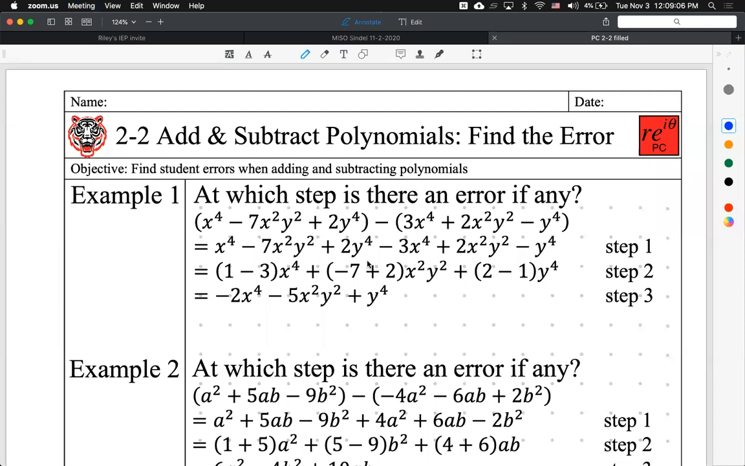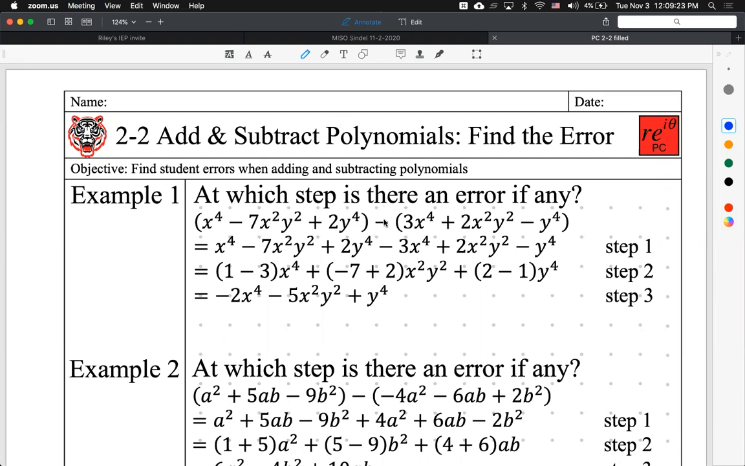All right, who's got it? Example number 1. Is there an error? If so, where? Caroline. Step 1, there's an error. What is the error that you found? I didn't distribute the minus.